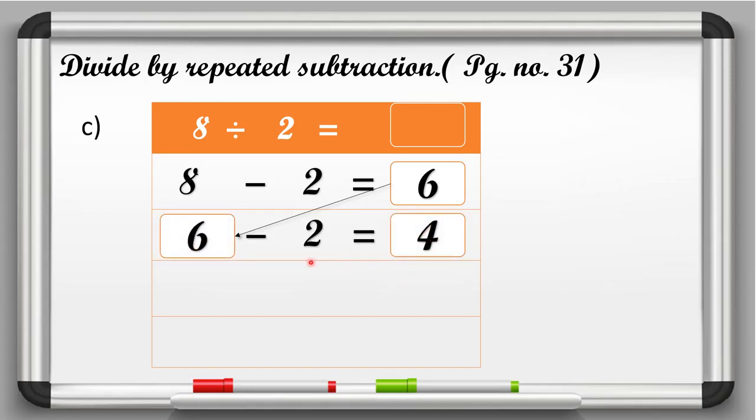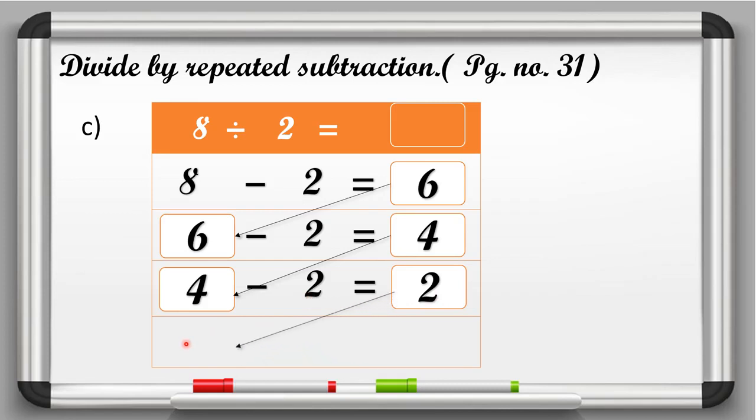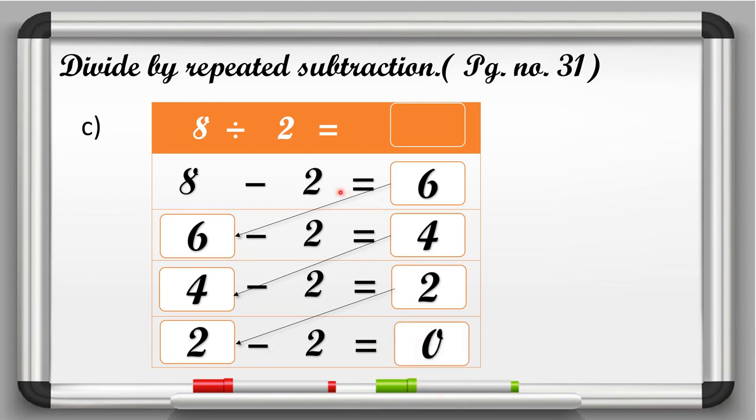Now we have to subtract 2 from 4. So we'll write 4 here and 4 minus 2 is equal to 2. Now we have to subtract 2 from 2. So we'll write 2 here and 2 minus 2 is equal to 0. So beta, how many times we have subtracted 2? 1, 2, 3, 4. 4 times. So our answer is 4. So we'll write 4 here.